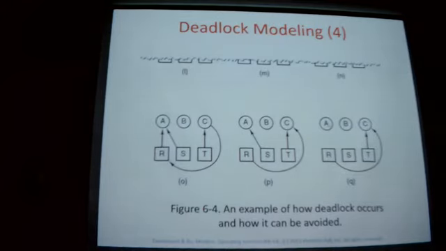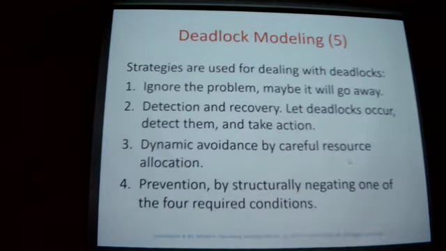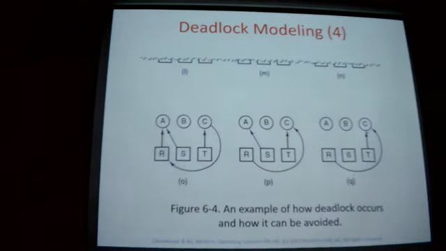Then process A releases S, and now we can find that process C has got both T and R. So process C can finish its task and then release T and R. If process C releases T and R, we will find that R, S, and T are all ready.